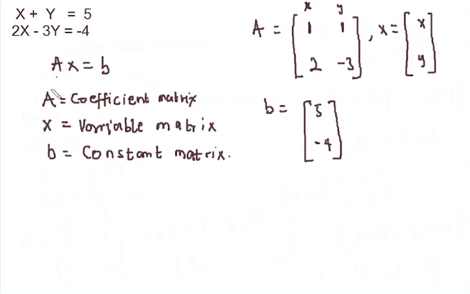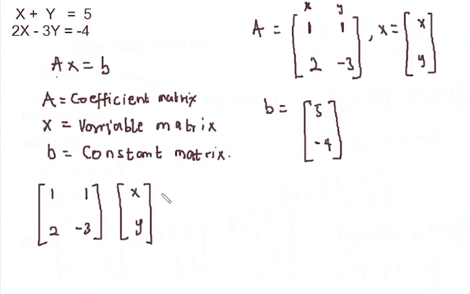Simply put, if we write it in this form, our matrix is 1, 1, 2, minus 3, and then we have X, Y, which is our variable matrix, and this is equal to 5, minus 4. To start using Cramer's rule, we need to take the determinants. But before we do that, let's clean up space.